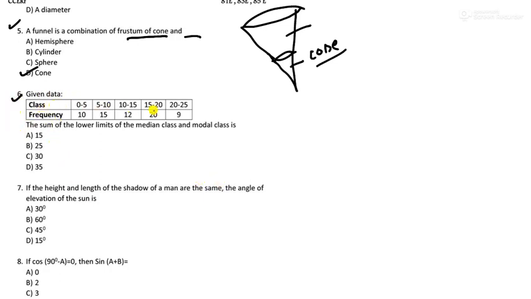Given data, they have given data here. The question is the sum of lower limits of the median class and modal class. Very interesting question. What have they asked? The lower limit of the median class and modal class. So first you have to find the median class, then find the modal class, and after finding the classes, identify the lower limits and add both of the lower limits. That will be the answer.